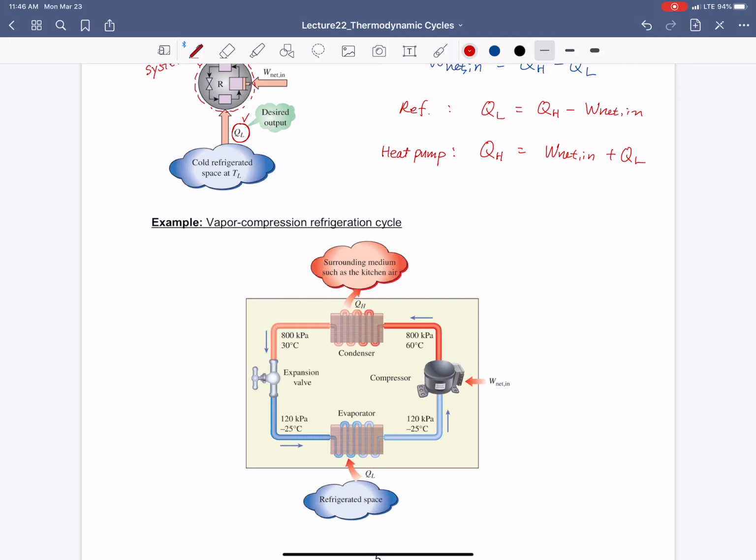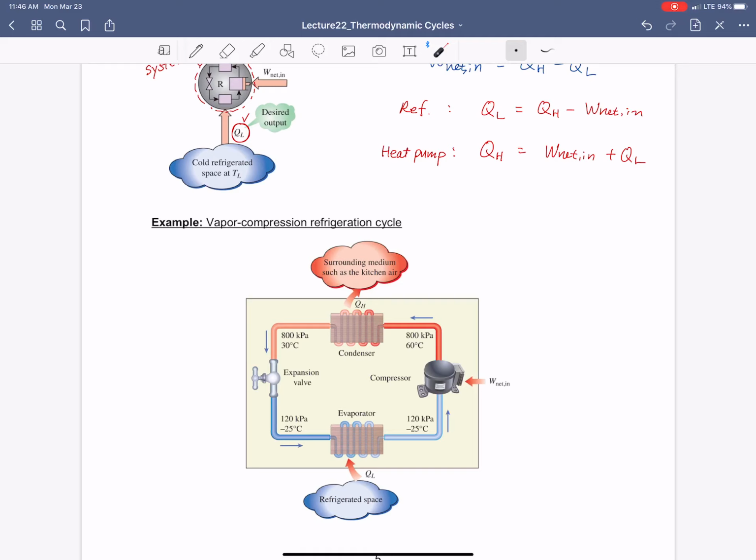This is the vapor compression refrigeration cycle. That is the basic cycle that runs your refrigerator at home. Now, if you really open up your refrigerator, you have these four main components. One is a compressor, and the second one is the condenser, and then the expansion valve, and the evaporator. And that is your whole cycle.